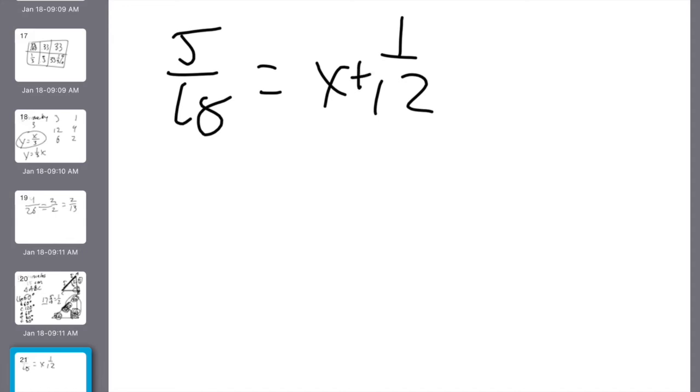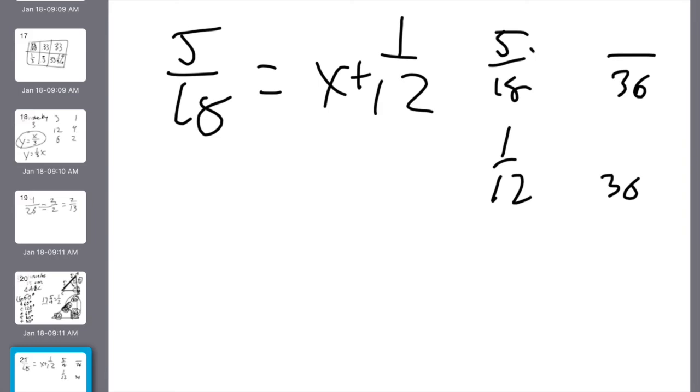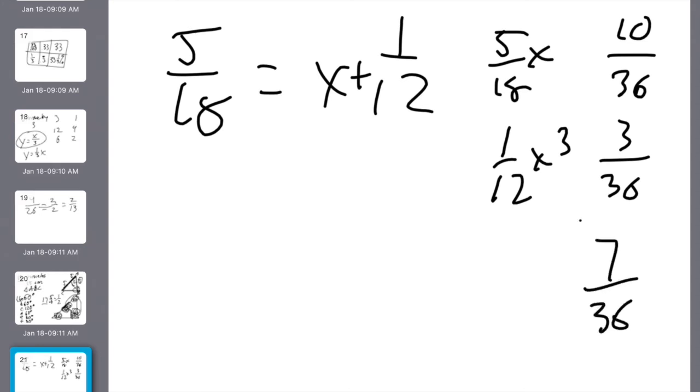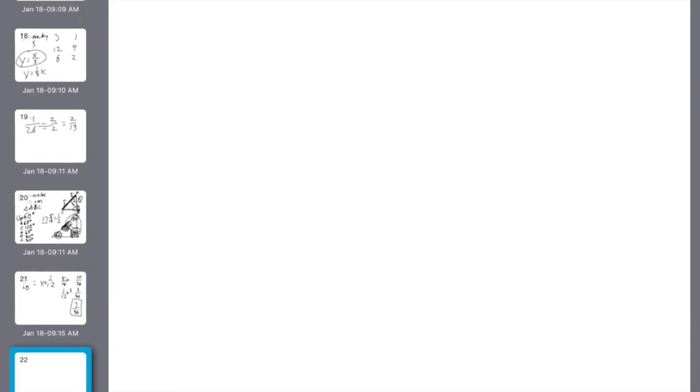18 says 5/18 equals x plus 1/12. Missing something addition, I subtract. So I have 5/18 minus 1/12. Common denominators are 36, guys. That's going to take this one times 2, which is going to give me 10/36. This one's going to be times 3. Give me 3/36. Subtracts gives me 7/36.